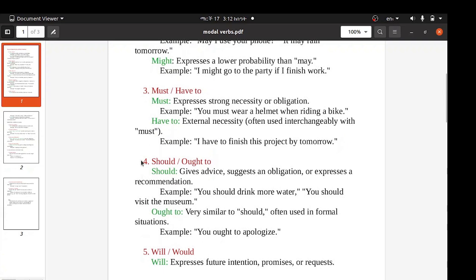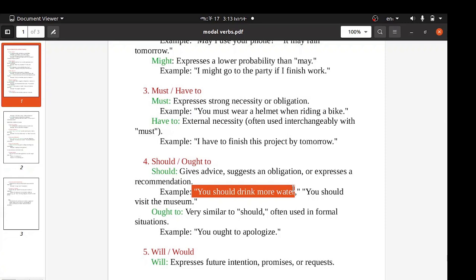The next one is should, and ought to. Should gives advice, suggests obligation, or expresses recommendation. For example, you should drink more water. This is advice.